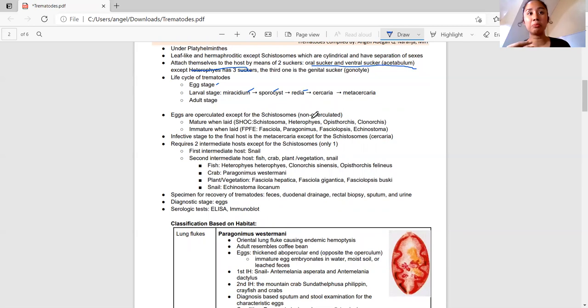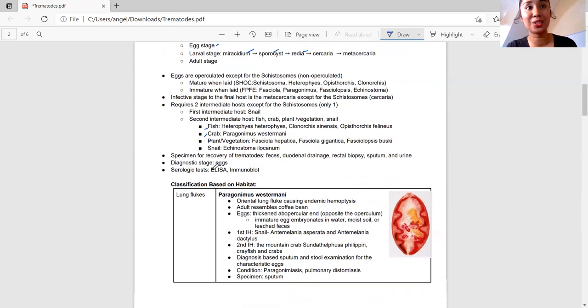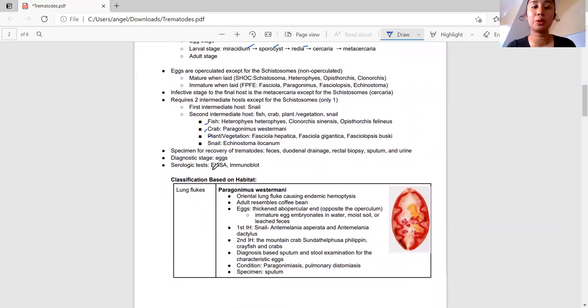The others are immature when laid, so they need to embryonate in water first: Fasciola, Paragonimus, Fasciolopsis, and Echinostoma. The first intermediate host is the snail. The second intermediate host is fish for Heterophyes, Clonorchis, and Opisthorchis, crab for Paragonimus, plants and vegetation for Fasciola and Fasciolopsis, and snail for Echinostoma. For vegetation, like kangkong, watercress, and water chestnuts.